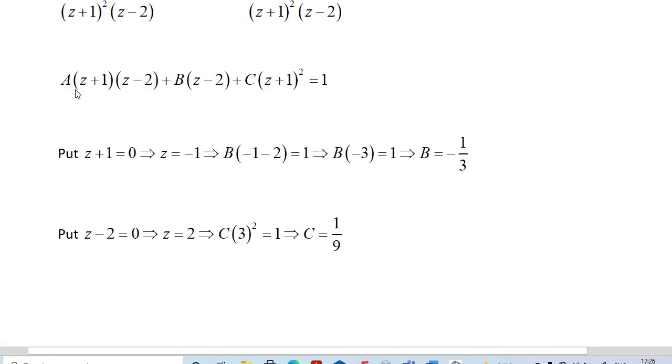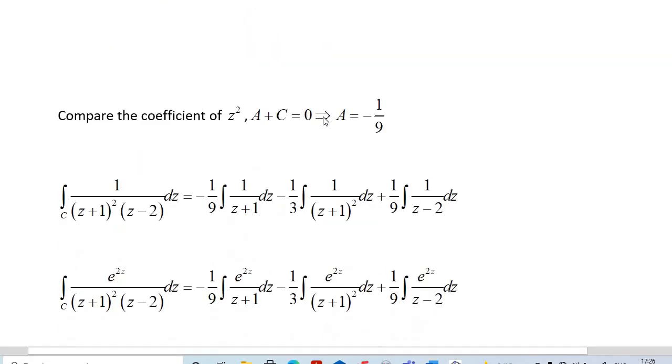Here the coefficient of z square is a plus c. Here we don't have a coefficient of z square, that's why we are writing 0. So a equal to minus c, but we know the c value, that is 1 by 9. That's why a equal to minus 1 by 9. Now I know the a, b, c values.